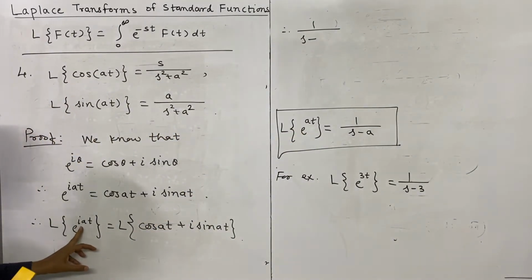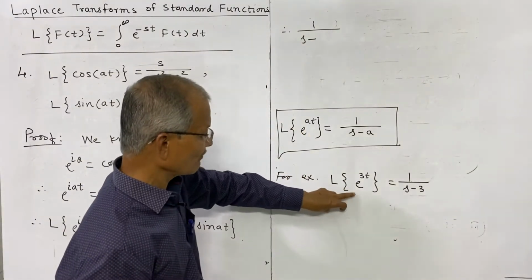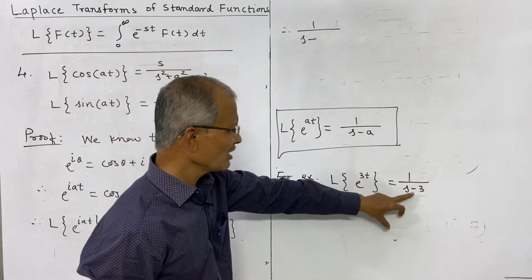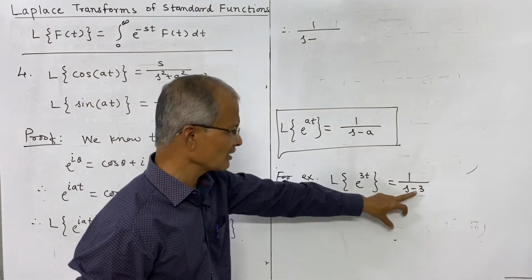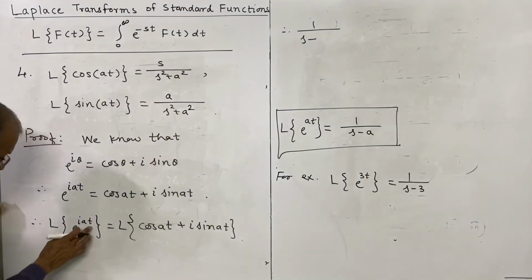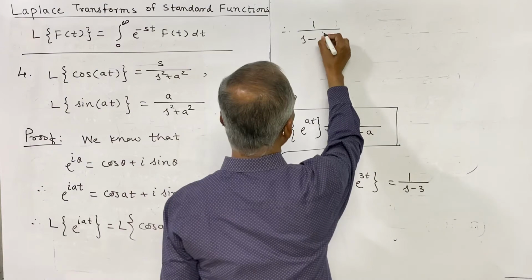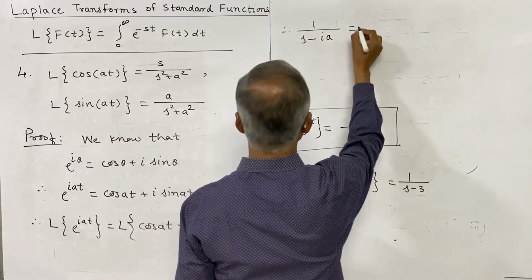So please note this. So the formula is e power at. Here it is L of e power 3t. It is 1 upon s minus 3. Coefficient of t is to be subtracted from s at the denominator. Coefficient of t is ia, and therefore this is 1 upon s minus ia is equal to.